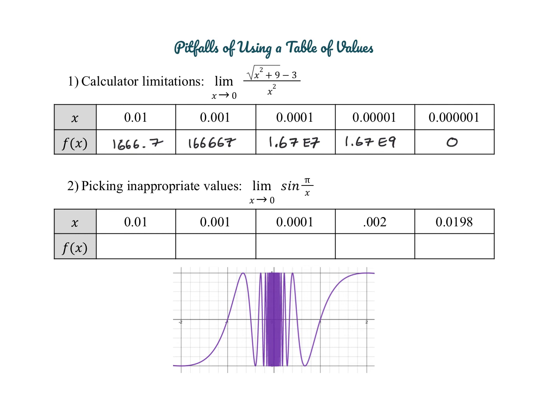Another problem that we may come across is that we might pick inappropriate values unintentionally, and that might lead us to the wrong answer. So let's consider this function, sine of pi over x, and we want the limit as x approaches 0. So let's say again, I put this in my calculator and I start trying these numbers. These first three would be really logical choices to make.